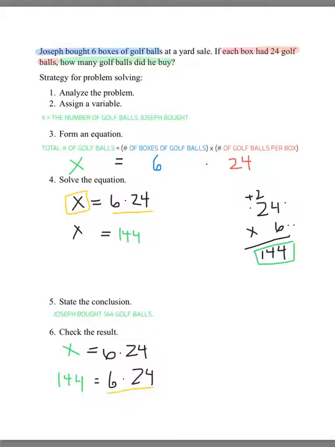However, we already did that. 6 times 24 is equal to 144. So therefore, on the left, we're going to have 144. And then also on the right, we're going to have 144. So now the question is 144 equal to 144? It most certainly is, and therefore we know our conclusion is correct.